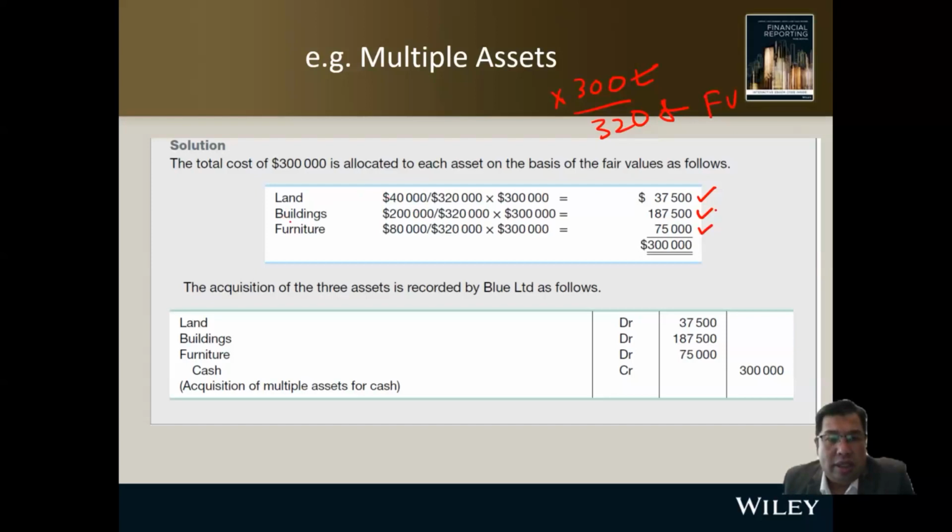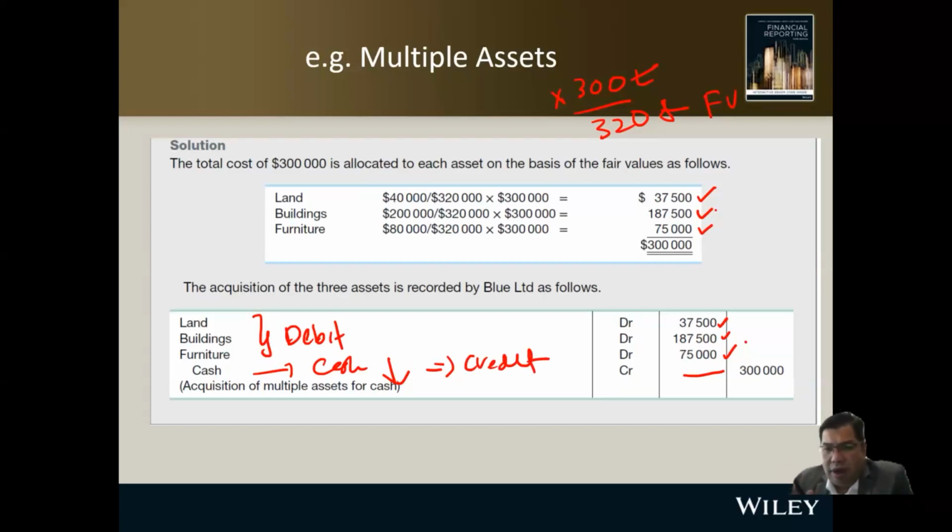So all these assets we're going to debit, because of the increase in assets. And on the credit side, we're going to record cash. This is the payment we made. Our cash reduces, so that's why we credit the account. So in this case, we allocate the value of the assets based on this formula: the purchase price divided by the total fair value of the combined assets.